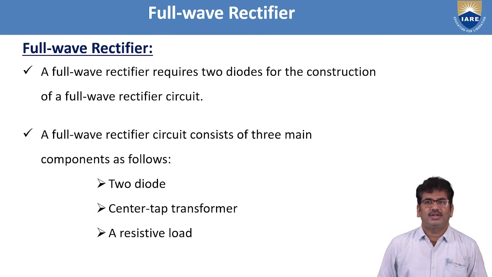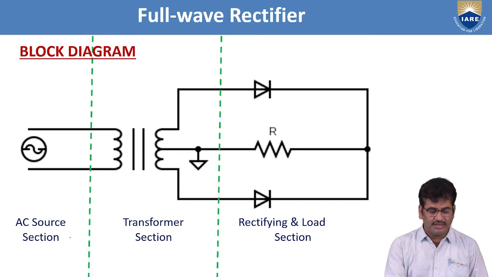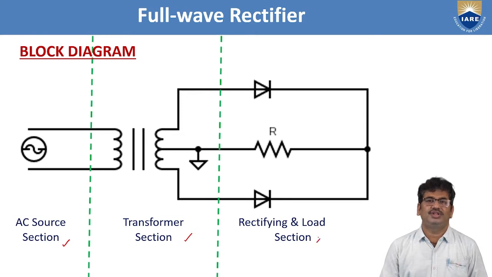A full wave rectifier circuit consists of three main components as follows: two diodes, a center tap transformer, and a resistive load. The block diagram of full wave rectifier with the center tap transformer is shown in the figure. It consists of three sections. The first section is the AC source section, followed by the transformer section and the rectifying and load section. The AC source is usually provided at 230 volts at 50 Hz.